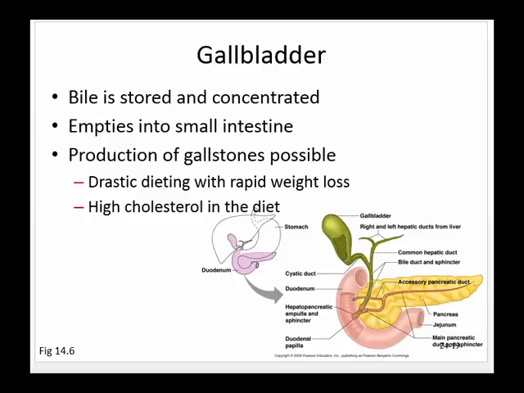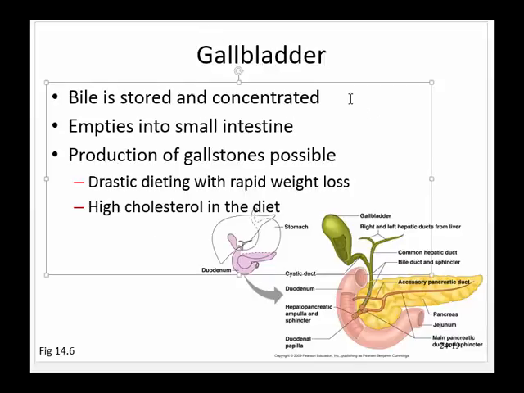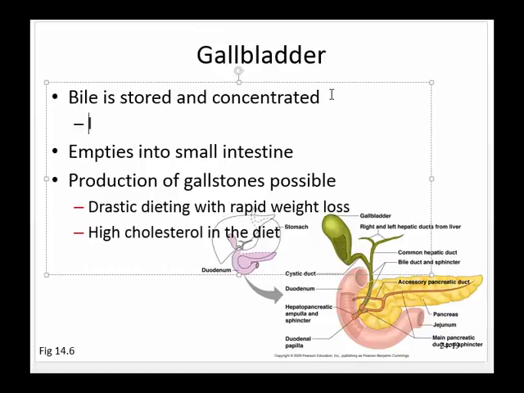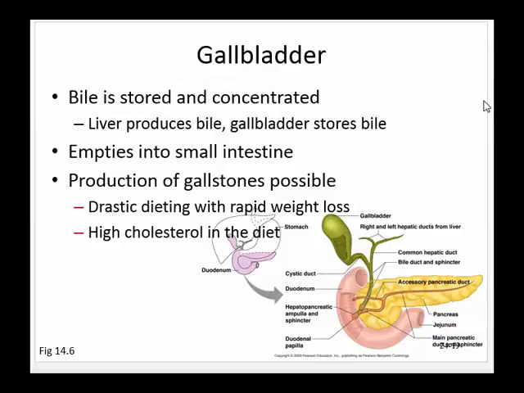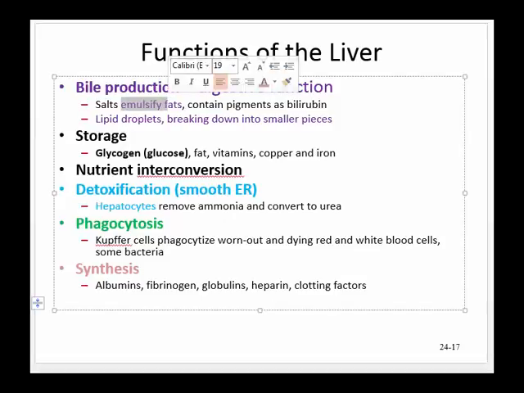Basically what happens is once the liver produces bile, the gallbladder will store it, okay? So if we make a note of that, the liver produces bile, and the gallbladder stores the bile. This is important. It's going to store it and concentrate it, and then when it's needed, it will empty it into the small intestine. And then it can emulsify fats, as we looked at on the previous slide.